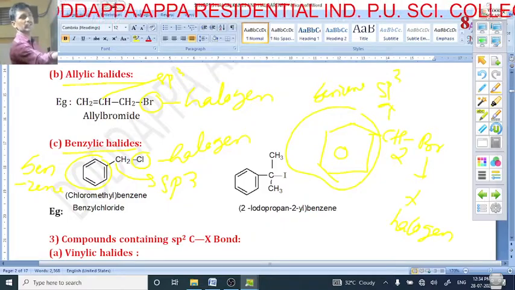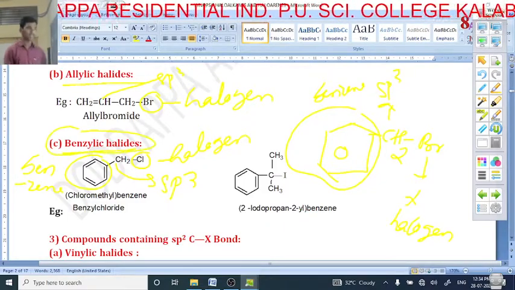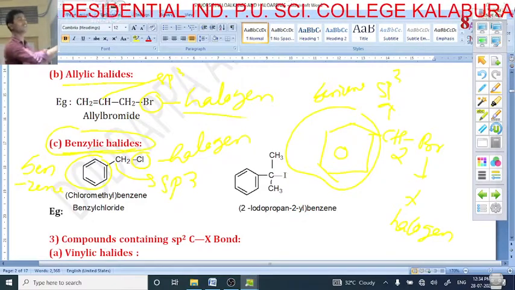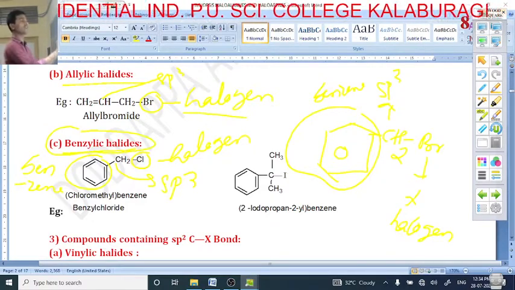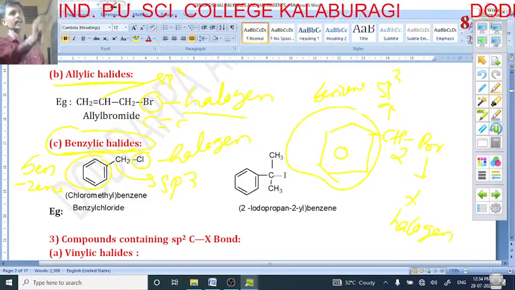So the halogen is attached to an sp3 carbon. Next is what? Benzene ring. So it is called what? Benzylic halide. And this halogen is attached to an sp3 carbon. Next is what? Carbon-carbon double bond. It is called what? Allylic halide.